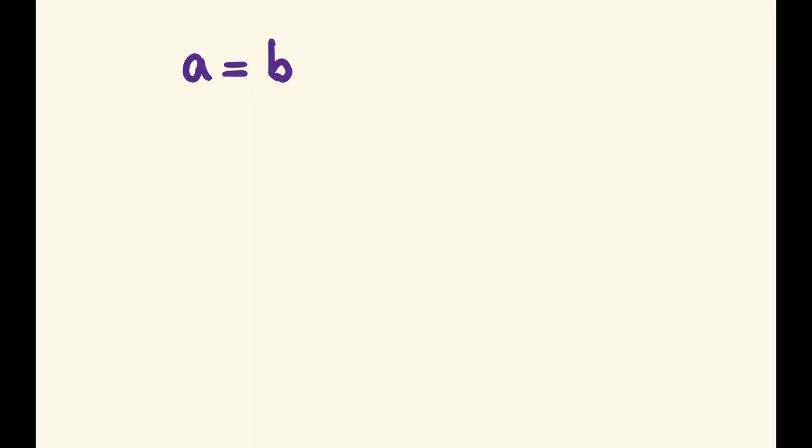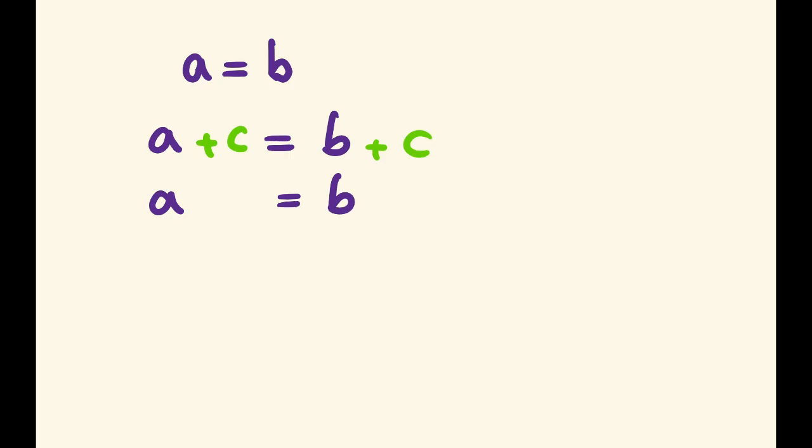Another way is by adding or subtracting the same quantity from both sides of the equation. For example, here I have a equals b. I am allowed to add or subtract the same quantity to both sides. And a plus c is equal to b plus c. Also, I can write it as a minus c equals b minus c, and c here is a real number, so it can be positive, negative, 0, or any kind of real number.